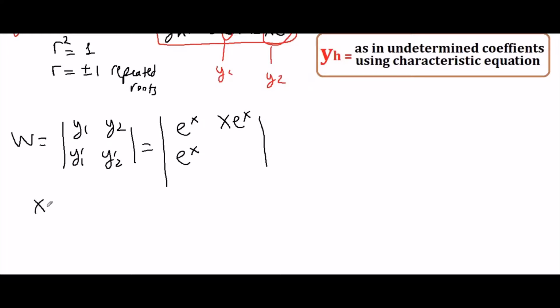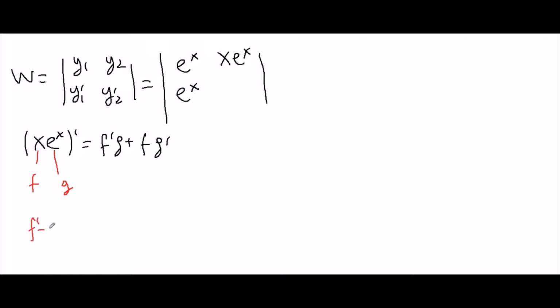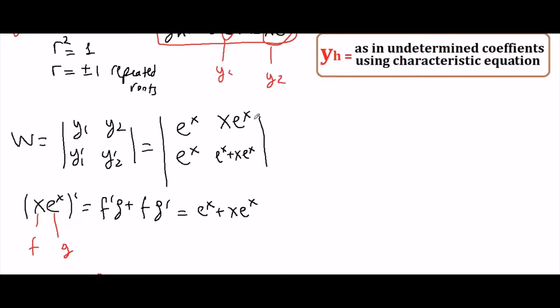So let's make it here. When we take the derivative of this, we need f prime times g plus f times g prime, where x is f and e to the x is g. So f prime is 1, and g prime, the derivative of e to the x, is e to the x. So f prime is 1 times g, which is e to the x, plus f times the derivative of g, which is e to the x. So e to the x plus x e to the x is the derivative of y2.